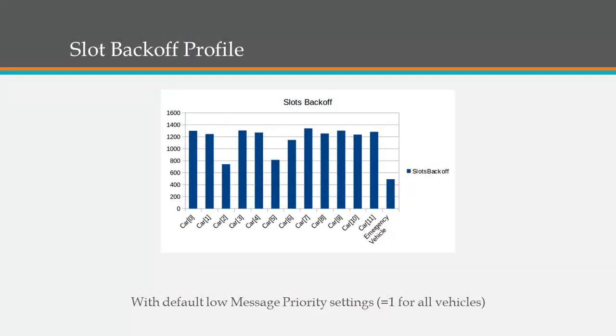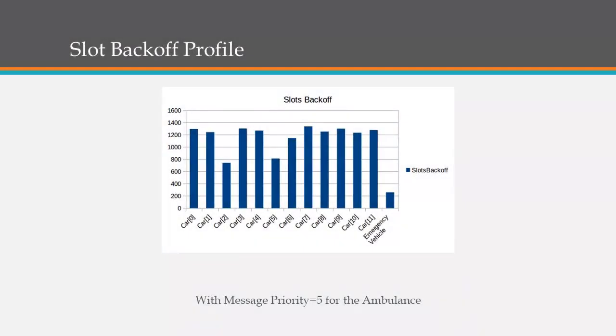In this graph, we can see the results when the message priority is set to its default value, 1. Note that the slot back-off period for the emergency vehicle is around 450 time slots. Now, we change the message priority of the emergency vehicle to 5. In this graph, we can see that the slot back-off period for the emergency vehicle has almost halved to 250 time slots. Thus, we have ensured a much swifter channel access for an emergency vehicle by setting the message priority higher.